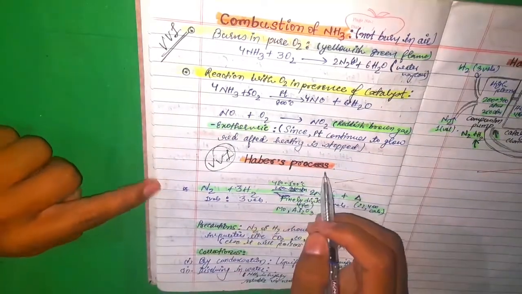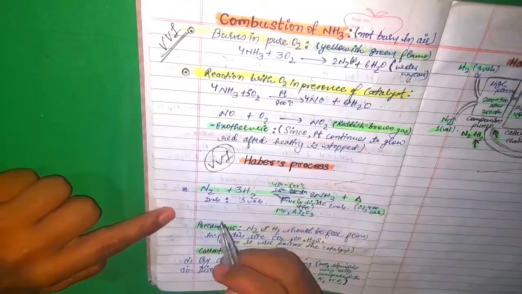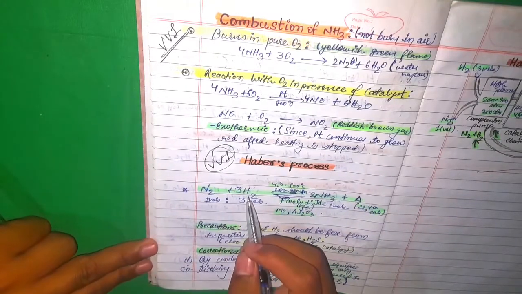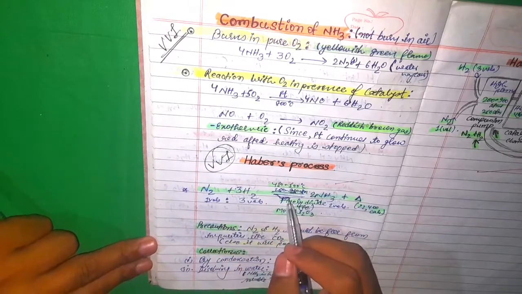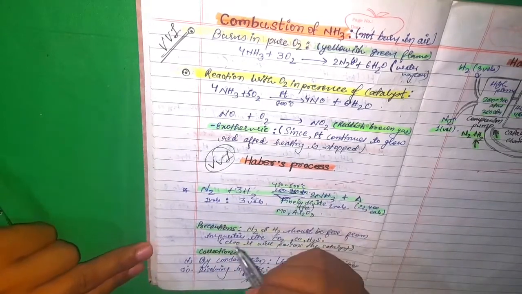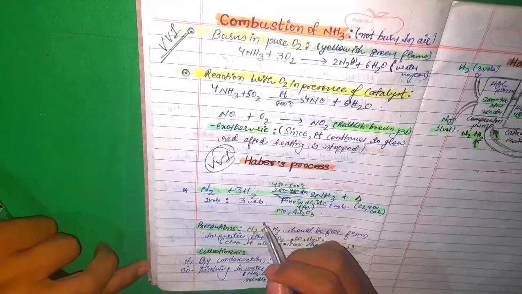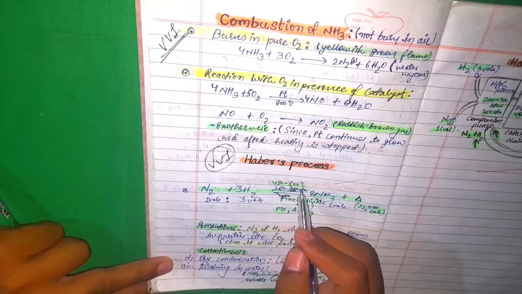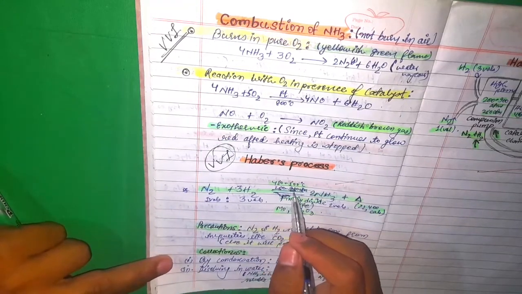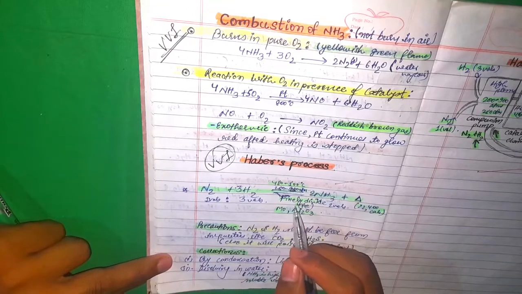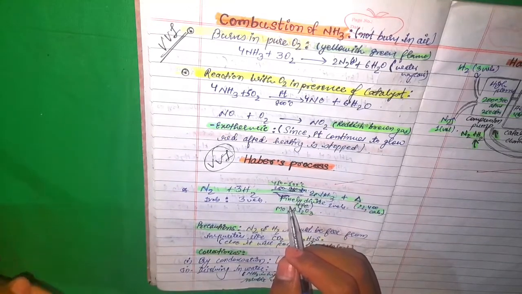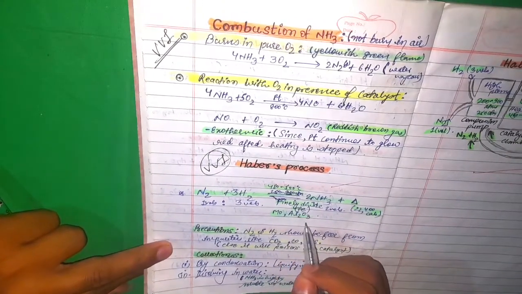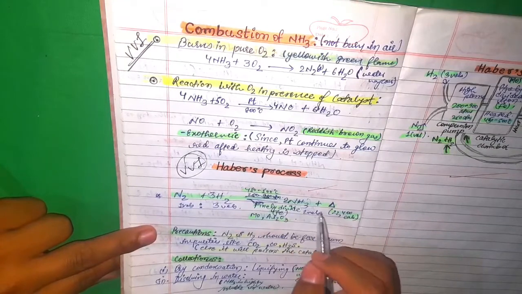Now the Haber process, this is also very important. In this process we take the reactants nitrogen plus hydrogen in the ratio of 1:3 in the presence of catalyst, promoters, temperature and pressure. The temperature is 450 to 550 degrees Celsius, the pressure is 200 to 900 atmospheres, the catalyst is finely divided iron, and the promoter is molybdenum or aluminum oxide, and it will give ammonia plus heat.